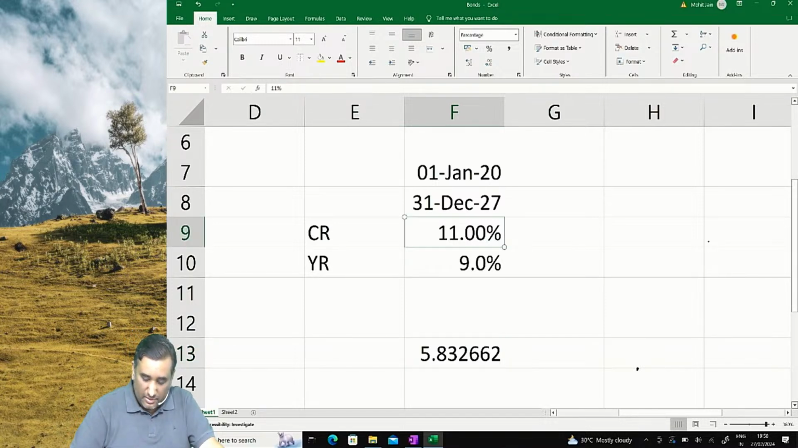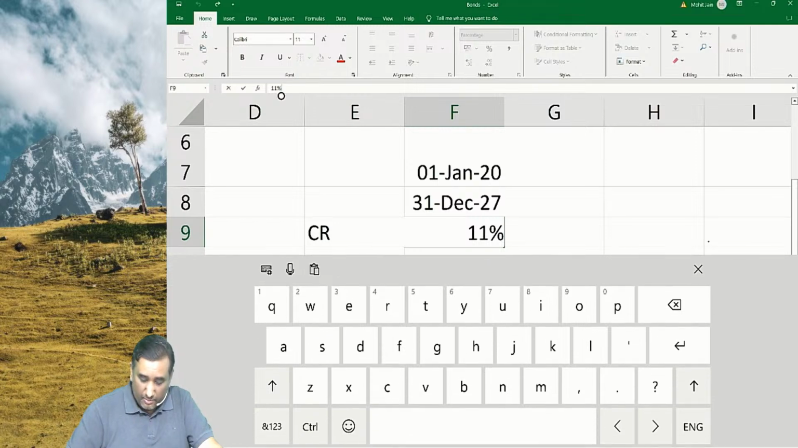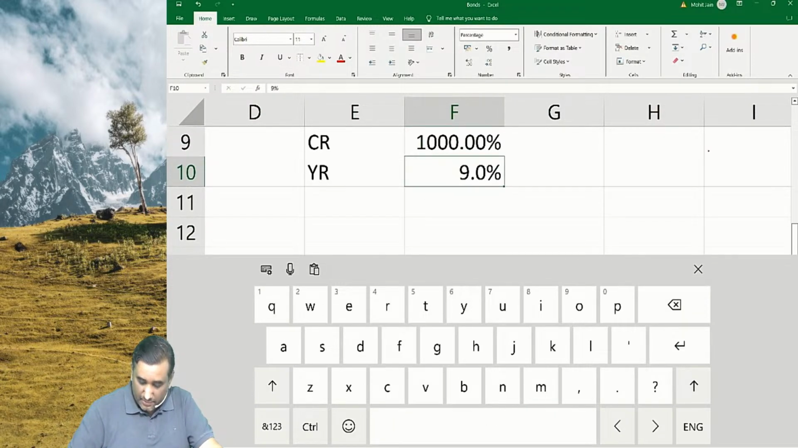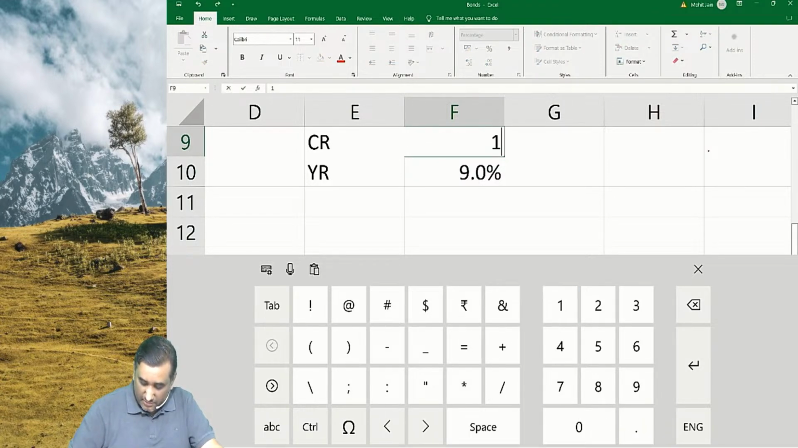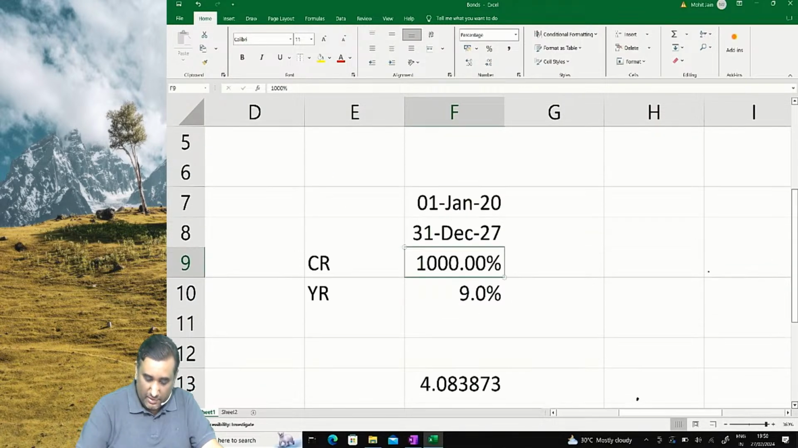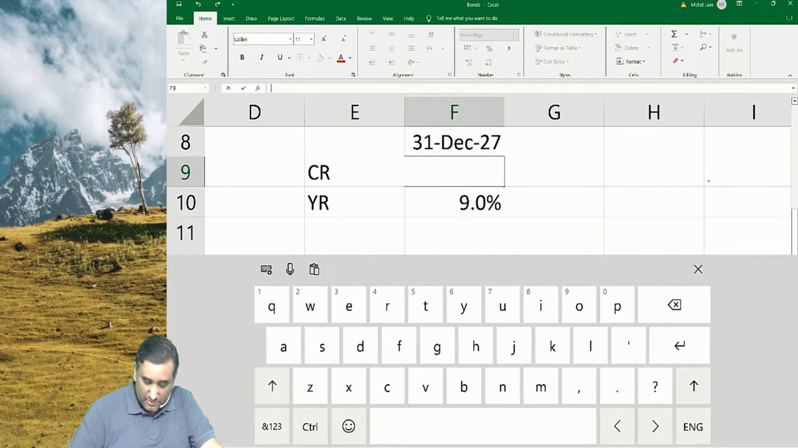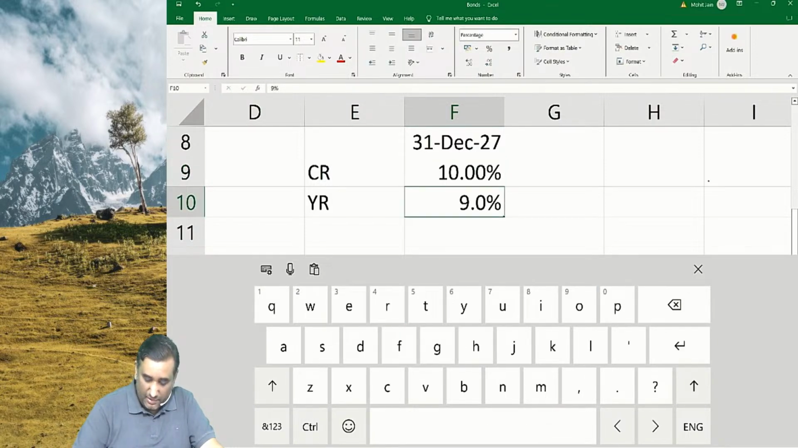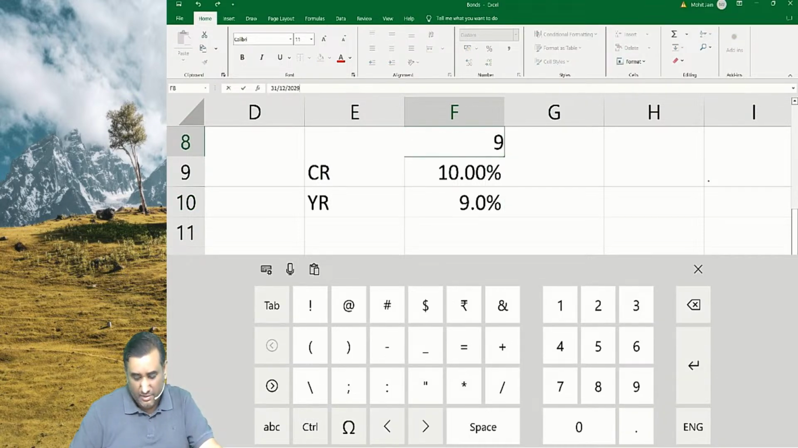Now the second part, what did you have? How much was the coupon in the first part? 10. 10%, right? 10. And the yield rate was 9. And let us change this here. Let me make it 29. How much answer were you getting?